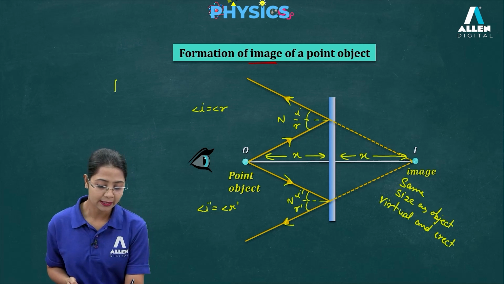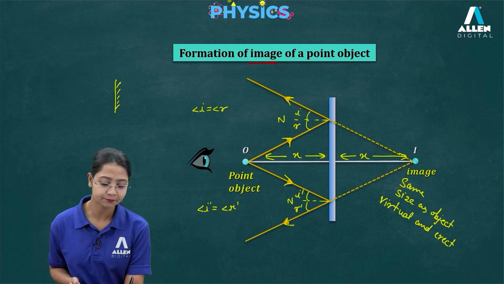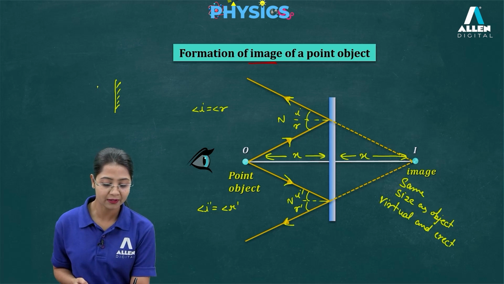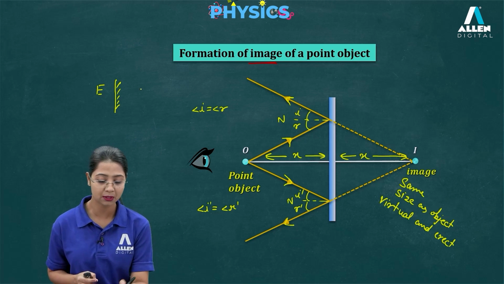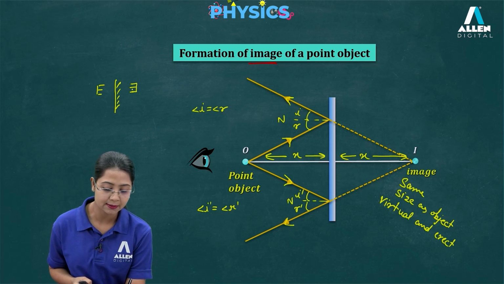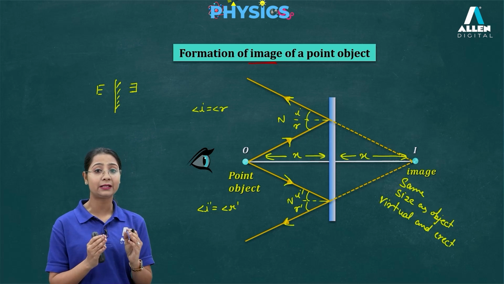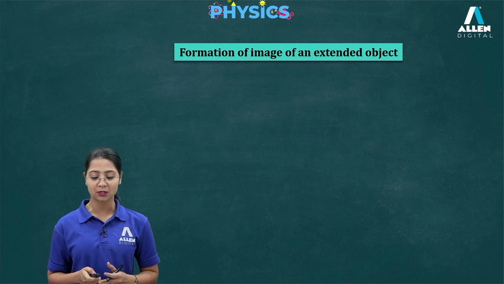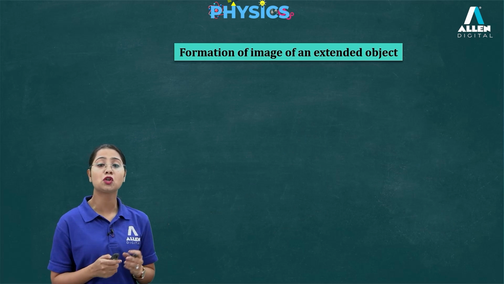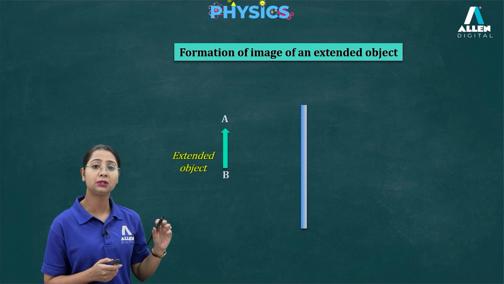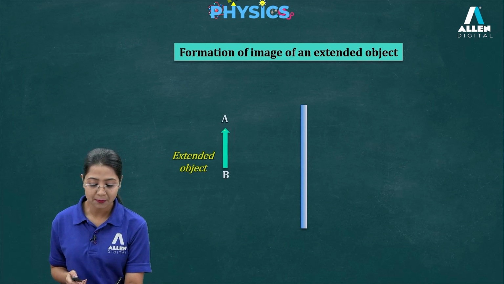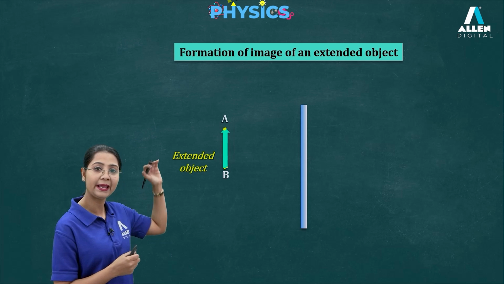That means let's suppose this is the plane mirror. Now if I draw the letter E, how will it look in the plane mirror? Its image will be like this. This is called lateral inversion. Moving further, now we will form the image of an extended object. An extended object is denoted with an arrow. Now let's mark 2 points here, A and B.